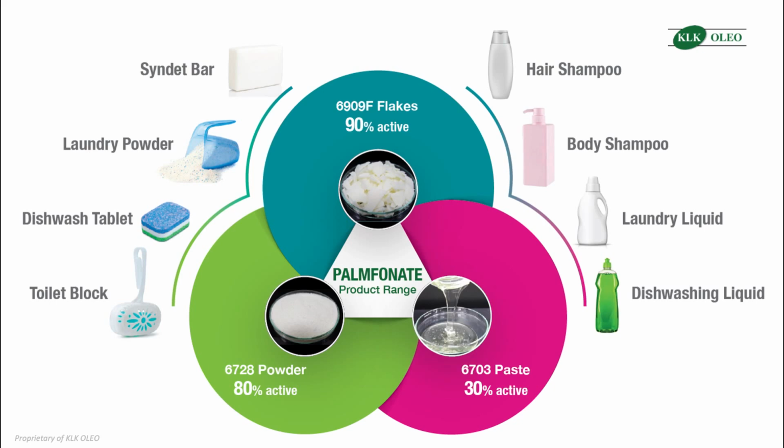Some manufacturing plants have the capability of grinding flakes into powder, while others might prefer to skip this step and directly purchase the powder. Meanwhile, for liquid products such as hair shampoo and laundry liquid, MES in flake or paste form would be more suitable. Some manufacturing plants have the capability of dissolving flakes in heated water, while others might prefer to skip this step and directly purchase the paste.